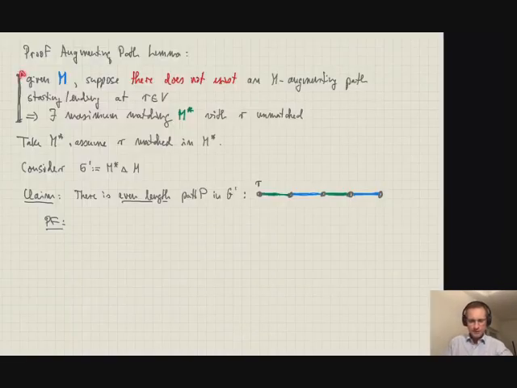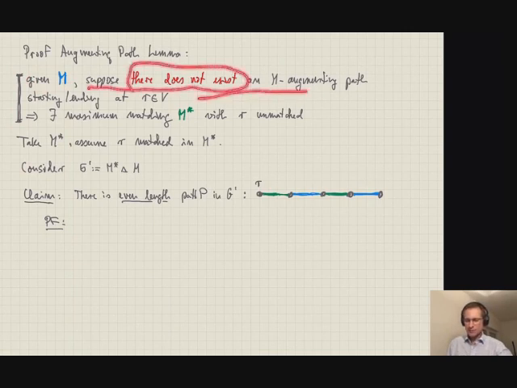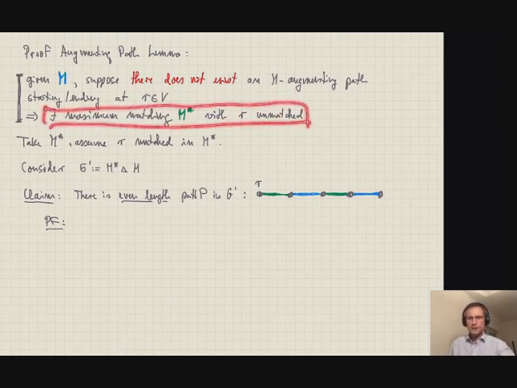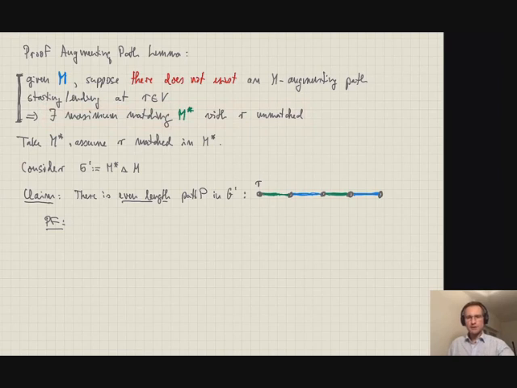So here I just repeat the statement. Given some fixed matching M in blue here, and suppose we happen to know that there doesn't exist any M augmenting path starting or ending at this root vertex R, then we can as well skip it, because then I claim that there exists some other maximum matching M star in which R is also unmatched. So continuing our computation without R would be okay.